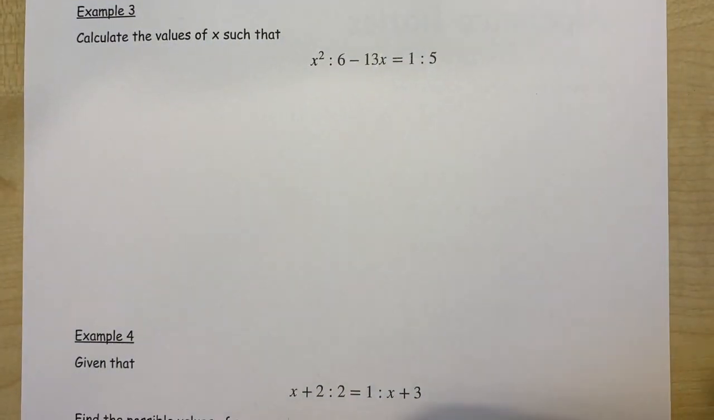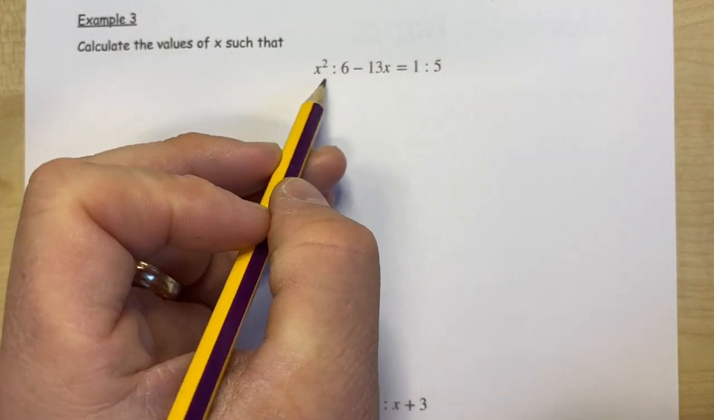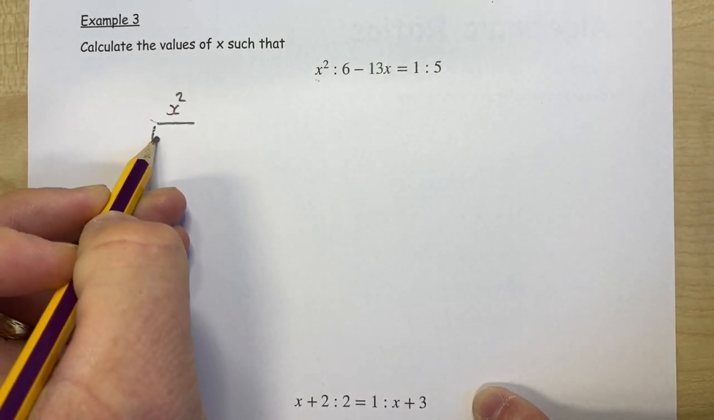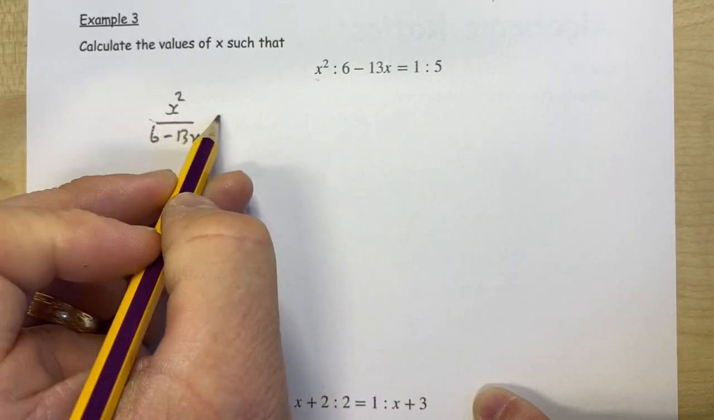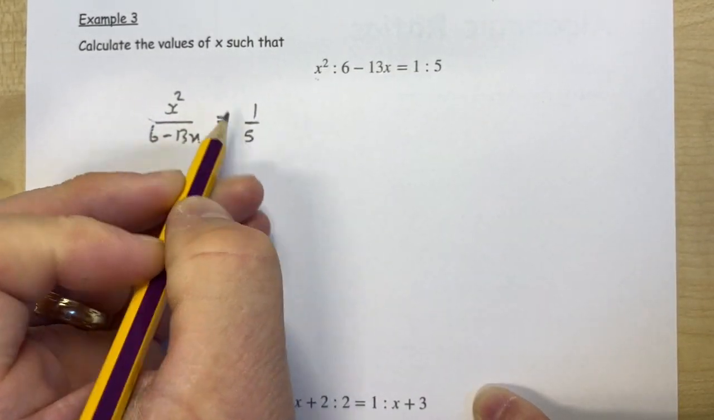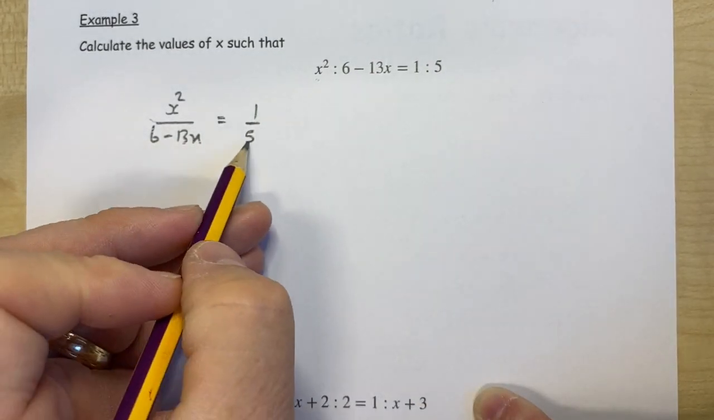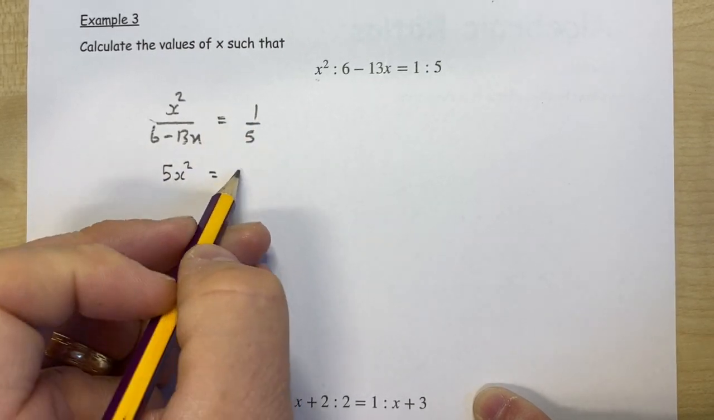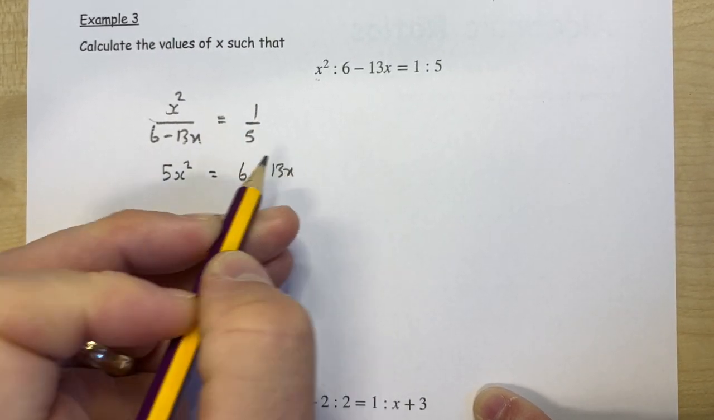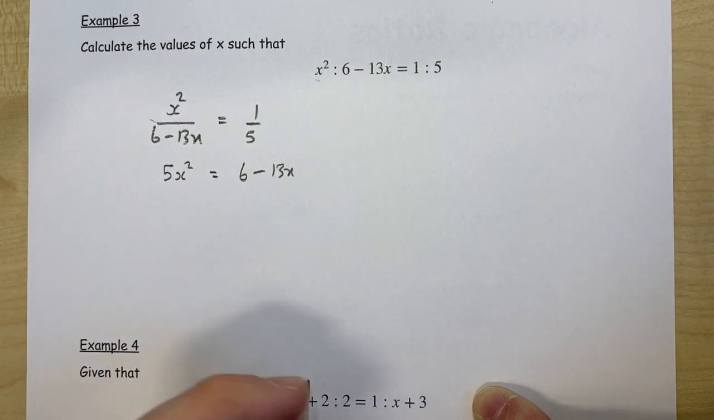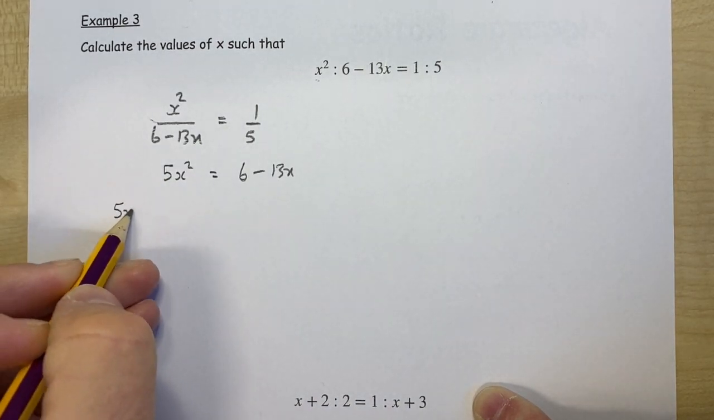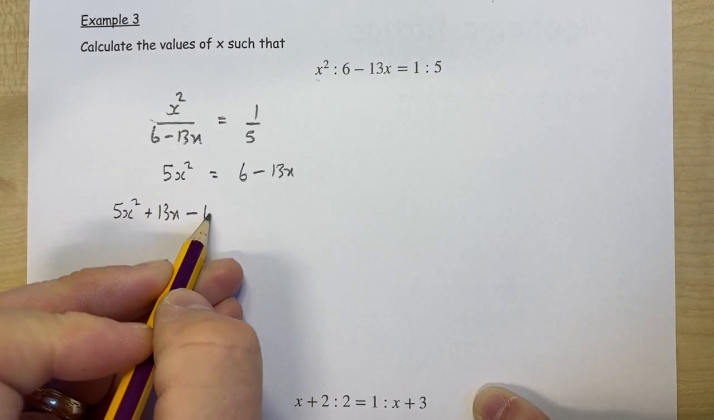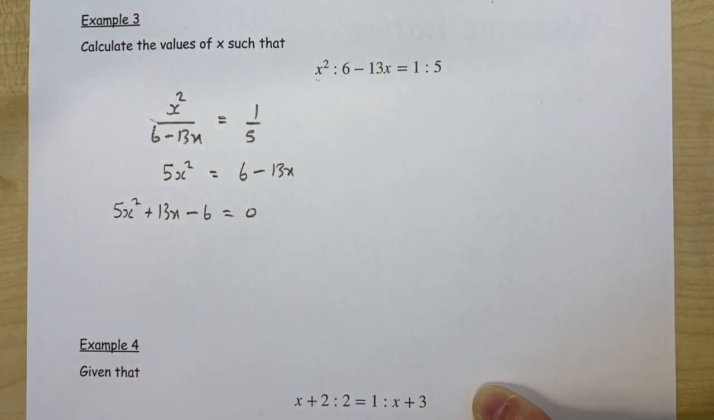A third example, similar to the previous, we've got x squared over 6 take 13x written as a fraction. We've got 1 over 5, writing that as a fraction. Take that across to the side, it becomes times 5. Take that across to the side, it becomes times 6 take 13x. But when I times that by 1, I get what I said. Now, if I move the 13x to the other side, it becomes a plus 13x. If I move the 6 to the side, it becomes a take 6. And again, it has to equal 0.